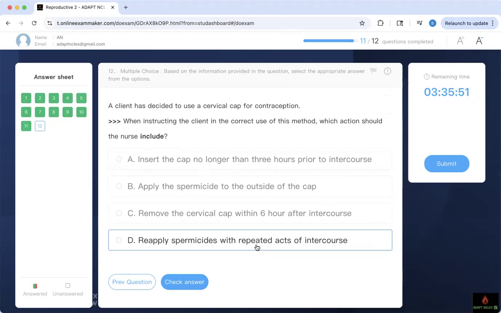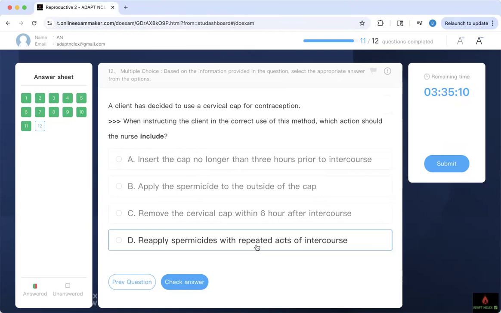Insert the cap no longer than 3 hours prior to intercourse. Apply the spermicide to the outside of the cap. Remove the cervical cap within 6 hours after intercourse. Reapply spermicide with repeated acts of intercourse. It's a trappy question. It's a trappy concept. People forget about it, but this is very important. So write it down. Which answer choice do you want to pick?